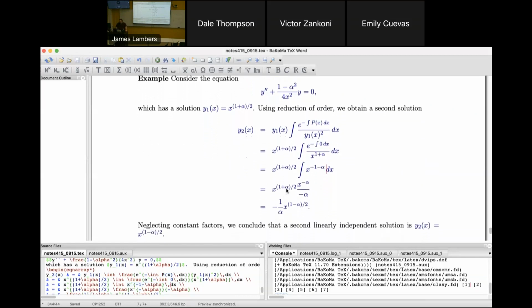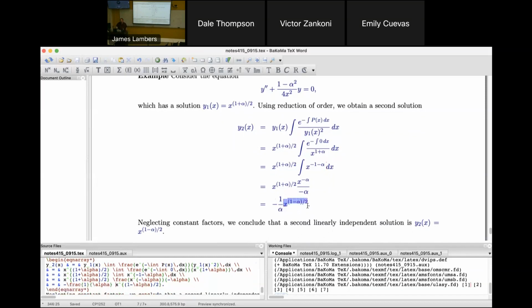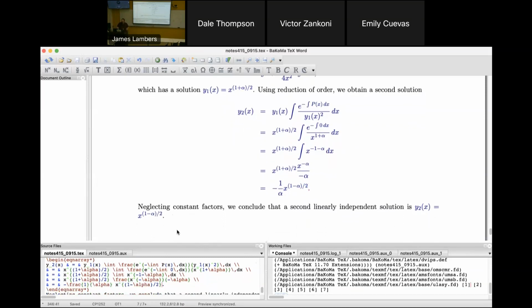So then we get x to the 1 plus alpha over 2 times x to the minus alpha. So then we get x to the 1 minus alpha over 2. Now we have this constant factor of minus 1 over alpha. But again, we're just trying to find two linearly independent solutions. Any scalar multiple of a solution is also a solution. So there's no need to account for whatever constant factors. So we can just say y2 is the interesting part of this function of x, so x to the 1 minus alpha over 2.